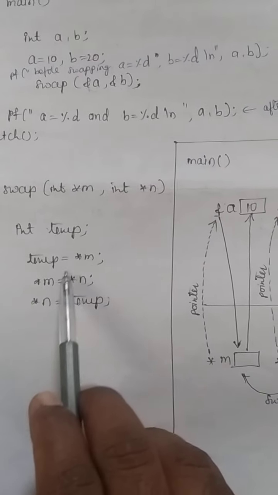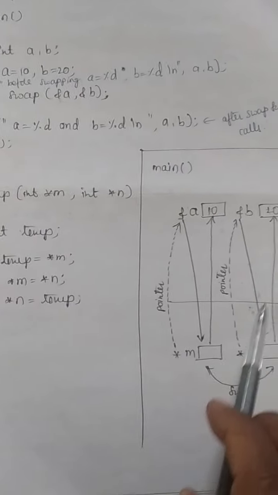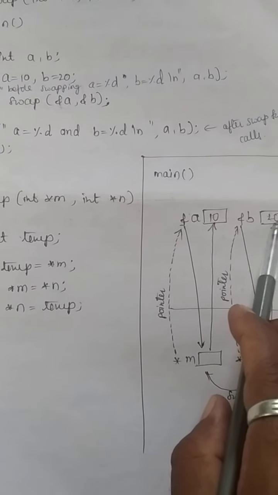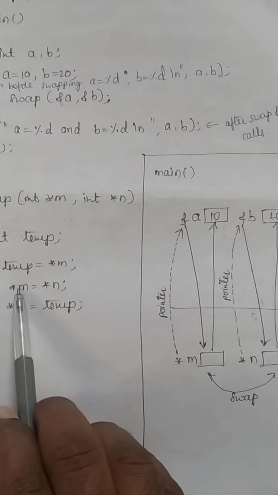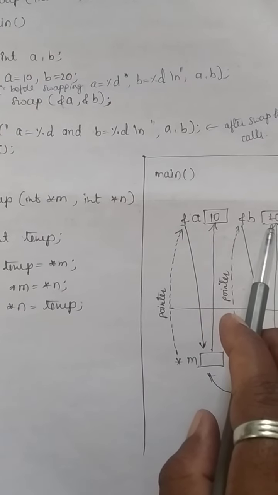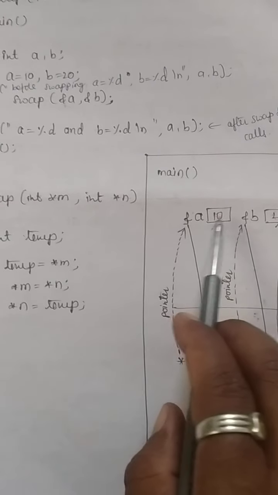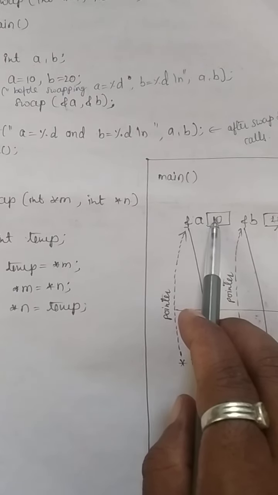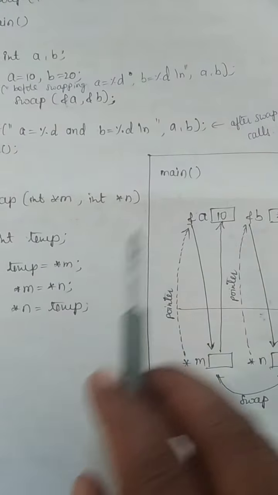Then the second statement: *m = *n. It means the pointer which is pointed to by n, it means B. In this location, how much is there? 20. 20 is assigned to *m. So 20 is assigned to *m means *m is pointing to here, no? So this 10 will be erased and 20 will be stored here. Got it? It means A value changed to 20.